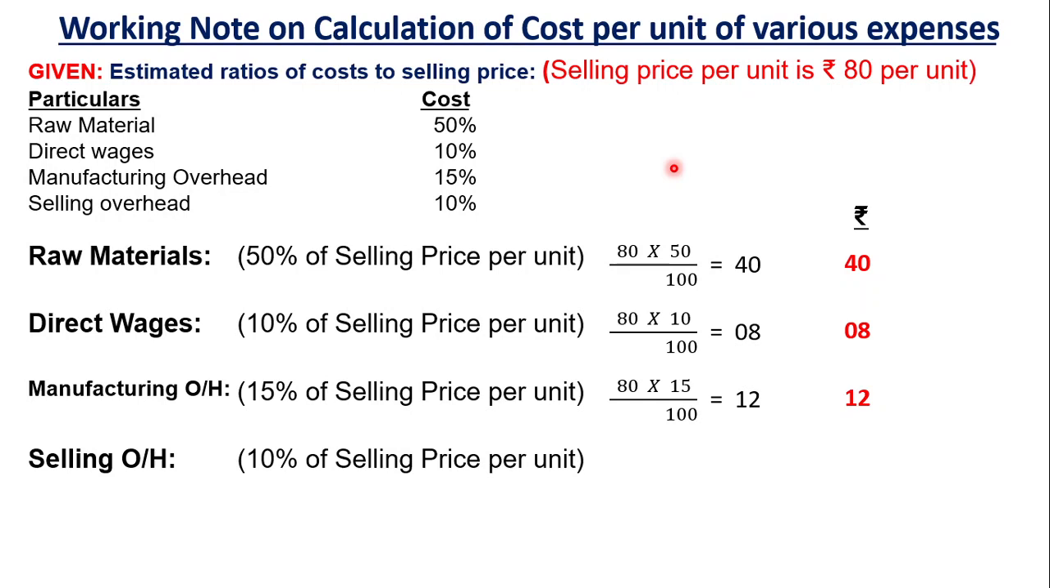It is to be compared with selling price per unit. So 80 rupees into 10%, that is 10 divided by 100, is equal to 8 rupees. 8 rupees per unit is selling overhead. The total of all these 4 items is total cost, 68 rupees per unit.